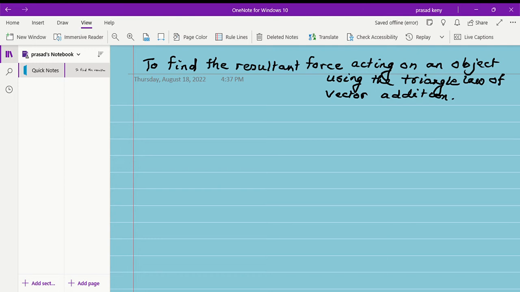Hello students, today let us see how to find the resultant force of two forces acting on an object using the triangle law of vector addition. So first, let us go into a bit of detail of the triangle law of vector addition.